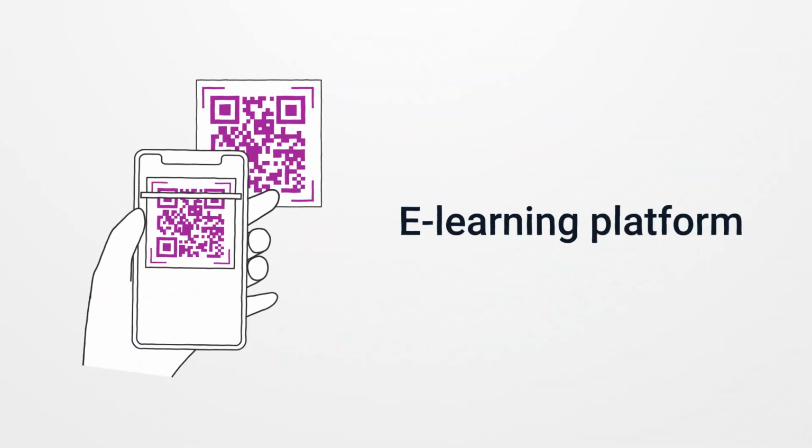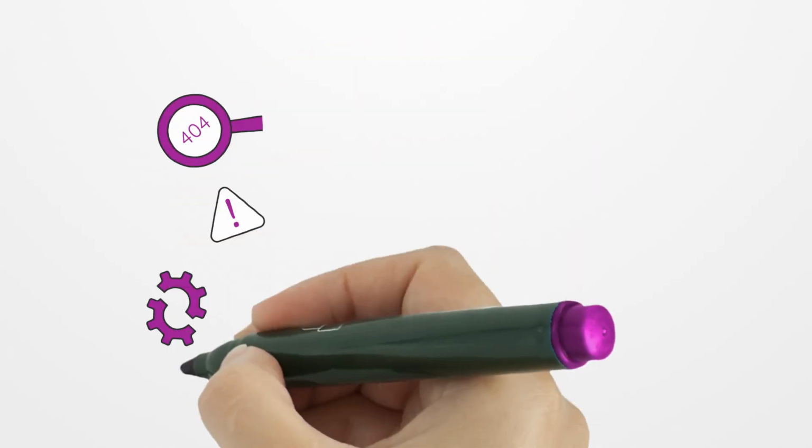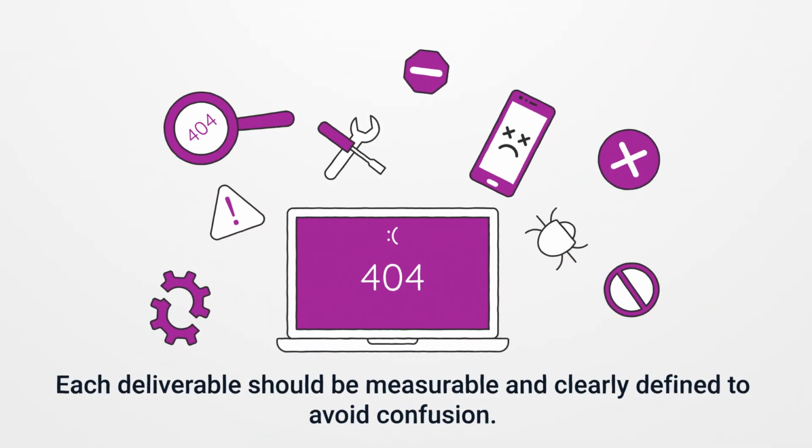Example, a project to develop an e-learning platform might have these deliverables: a fully functional website, user registration and course purchase system, mobile-friendly interface. Each deliverable should be measurable and clearly defined to avoid confusion.